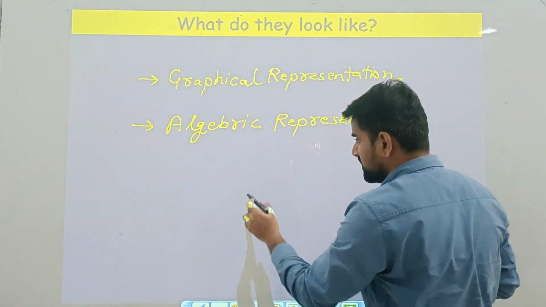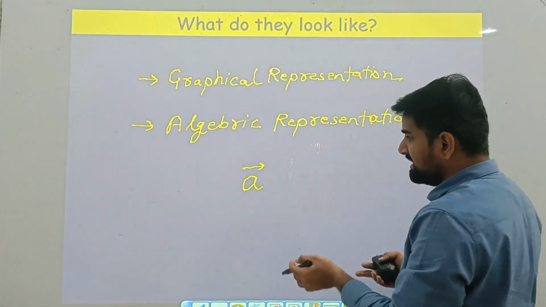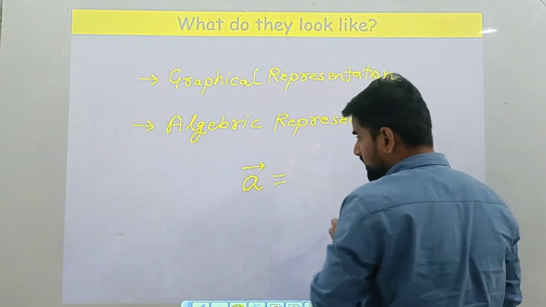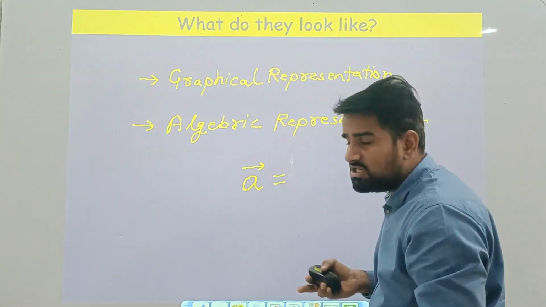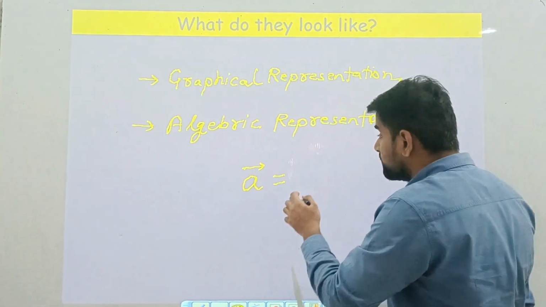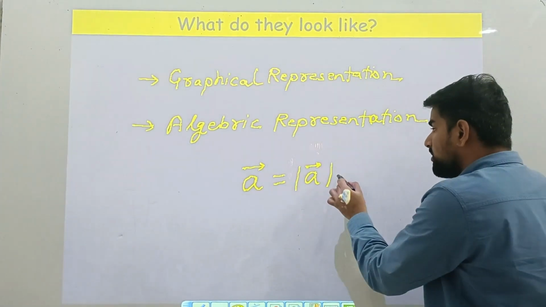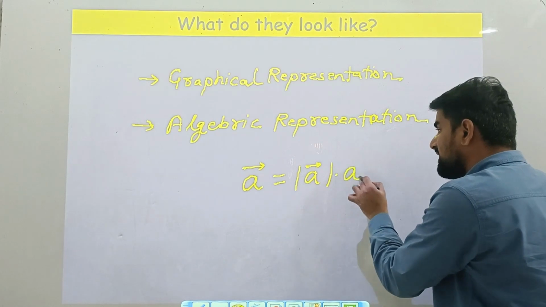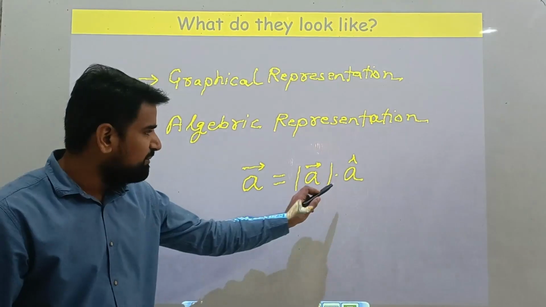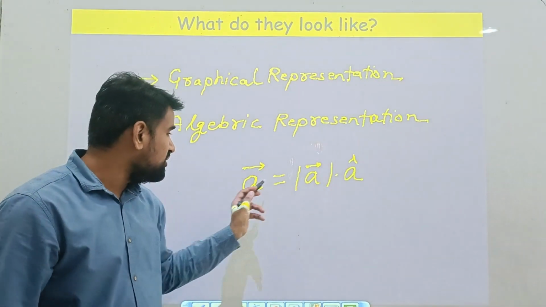If I put here A and put an arrow on it, that means it is a vector. Now, how to represent a vector's magnitude and direction? It's very simple. Its magnitude is represented by the modulus of the vector. The modulus of the A vector is represented like this. And how about its direction? Its direction is represented by a cap. So this cap is denoting the direction of this A vector.